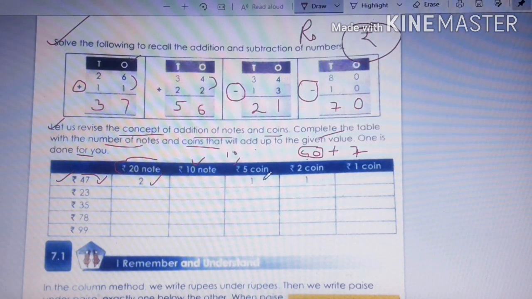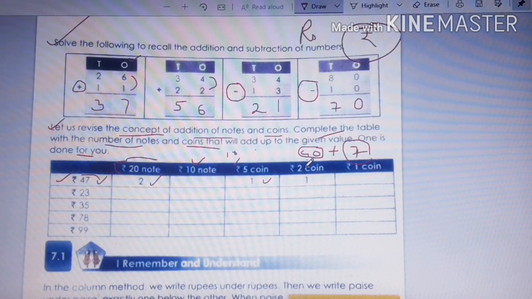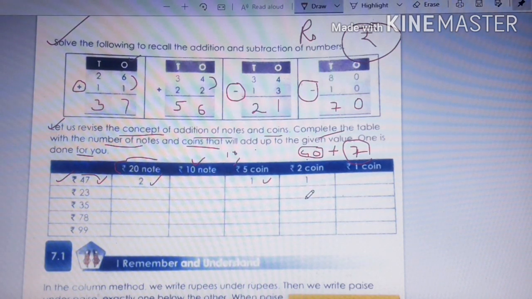Then you need ones, in the ones place it is 7, right? So if you take one coin of 5, it becomes 5 rupees. And if you take one coin of 2 rupees, that means 5 plus 2 is 7. Here you get 47. Understood? It's very easy.